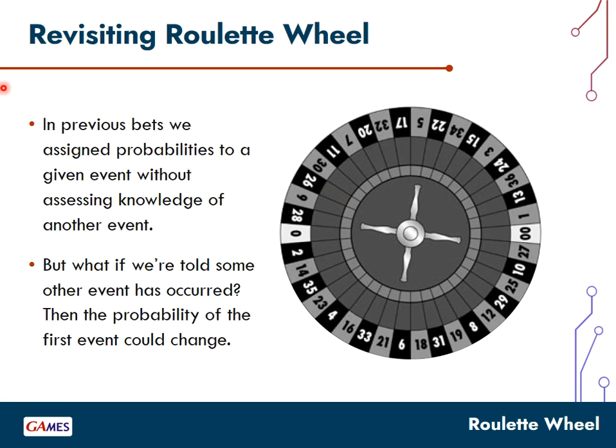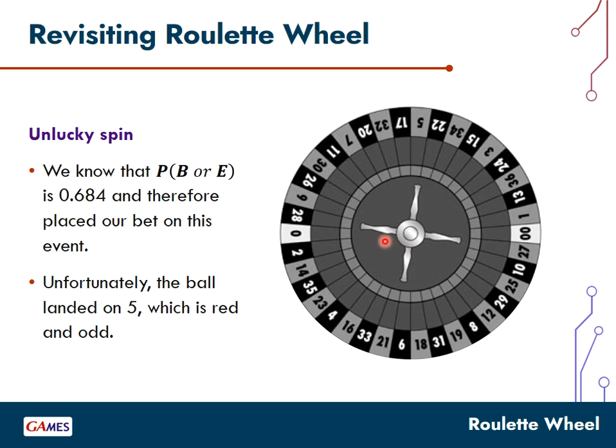Let's now try to move from this scenario. Before we go to the next scenario, let's look at this unlucky spin. So you place the bet B or E. The croupier spins the ball, and unfortunately the ball landed on 5. Where's 5? If you look at 5 here, this is 5. 5 is red and odd.